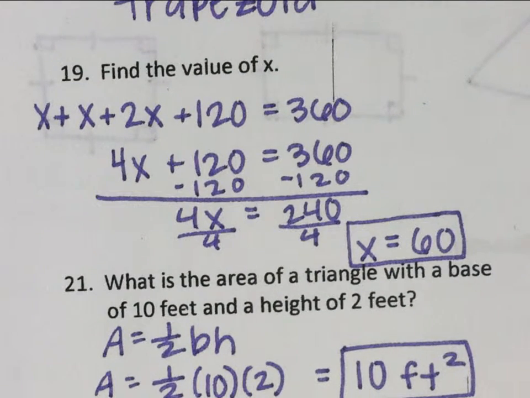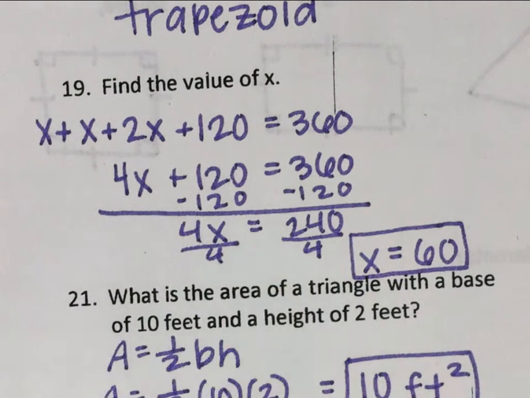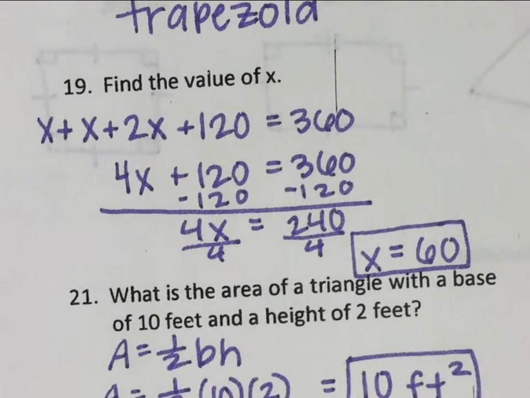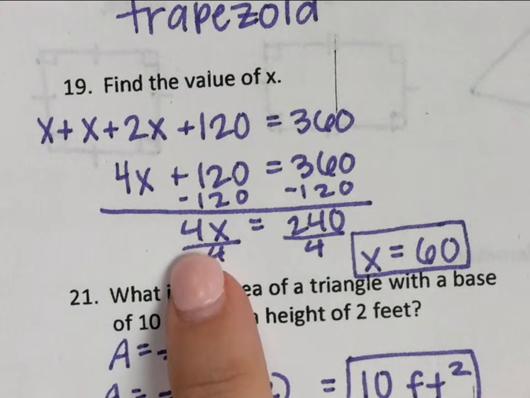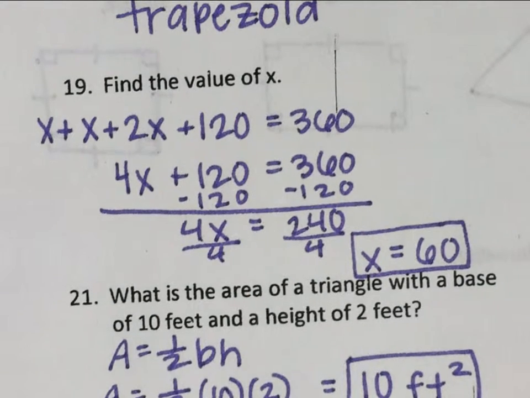And then you need to combine your like terms. So x plus 2x plus x gives me 4x. And you still have your plus 120 equals 360. Now you have a 2-step equation, so you can solve it. So subtract 120 from both sides and then divide by 4. And x is 60.